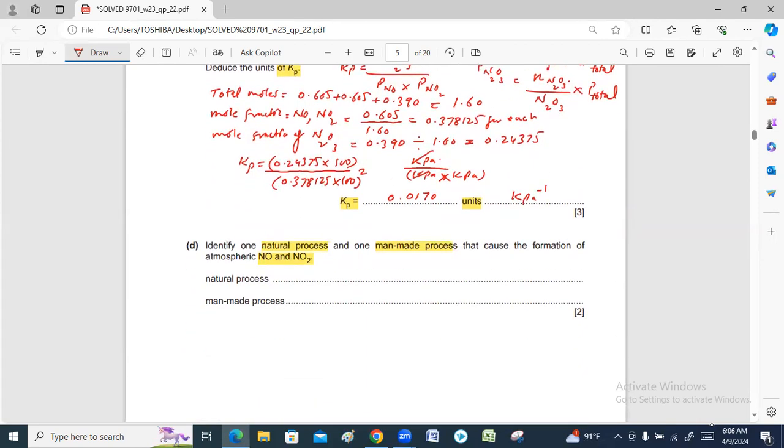Identify one natural process and one man-made process that causes the formation of atmospheric NO and NO2. So the natural process is lightning, in which the atmospheric nitrogen reacts with the oxygen to form oxides of nitrogen. And the artificial process is the internal combustion engine, in which the atmospheric nitrogen reacts at maximum temperature with the oxygen to form oxides of nitrogen.